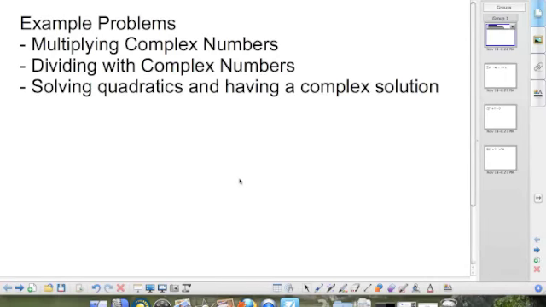Complex problems video number 2. In the previous video we multiplied complex numbers and divided complex numbers. In this video you'll see 3 problems where we're going to solve quadratics and have complex solutions.